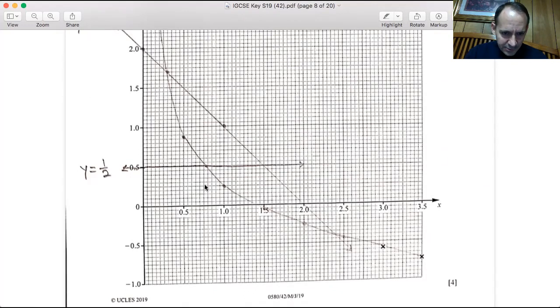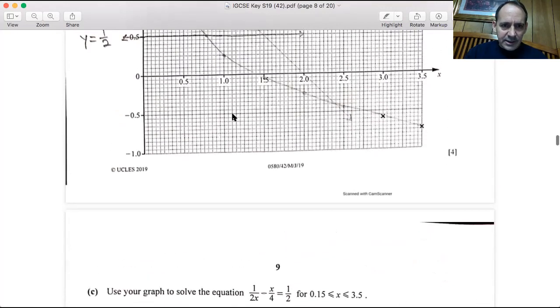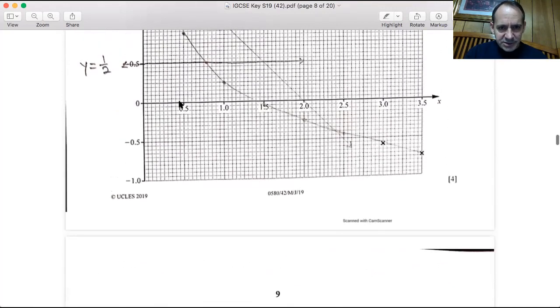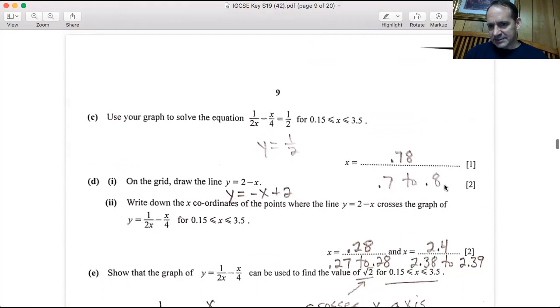So you want to follow that down and find this value right here. You actually, sorry, you want to go this way. 0.5, 0.6. 0.6 is 2 spots. 0.7 is 2 spots. 0.8 is 2 spots. So this would be 0.8. So it's between 0.75 and 0.8. So I put 0.78, and notice it allows anything between 0.7 and 0.8.